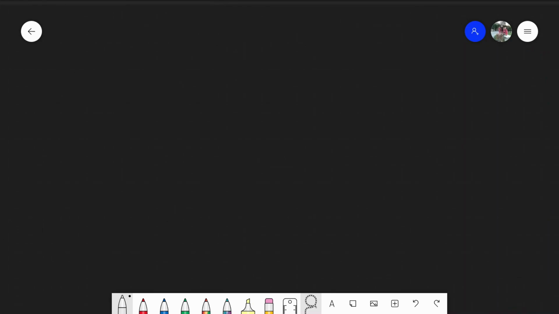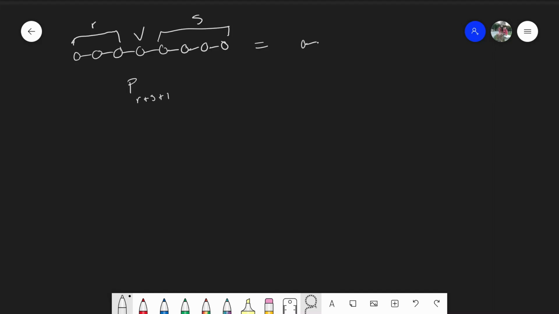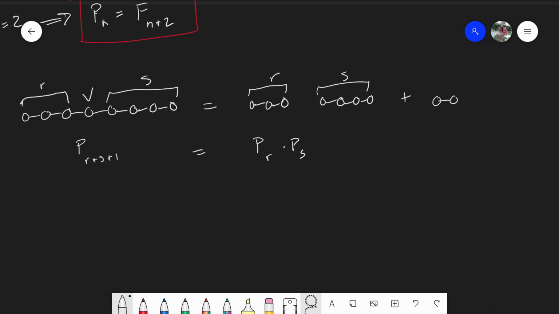Let's have some fun proving more Fibonacci identities. For example, if I have a generalized path graph with R vertices on the left, 1 vertex in the middle, and S vertices on the right, then applying the coloring tool on this middle vertex V, I can say that the path graph of size R plus S plus 1 is equal to the path graph of size R times the path graph of size S plus the path graph of size R minus 1 times the path graph of size S minus 1.